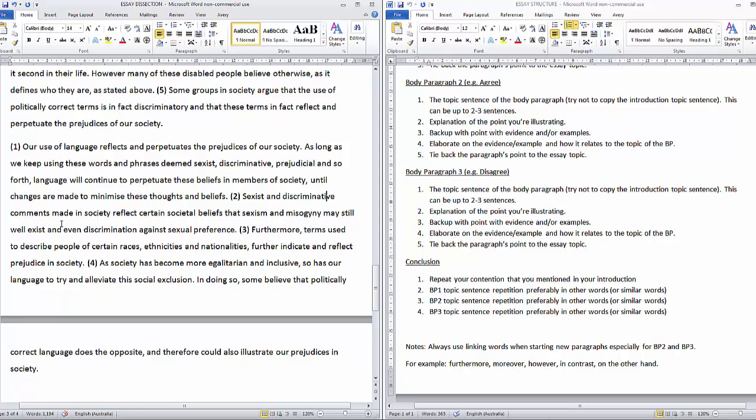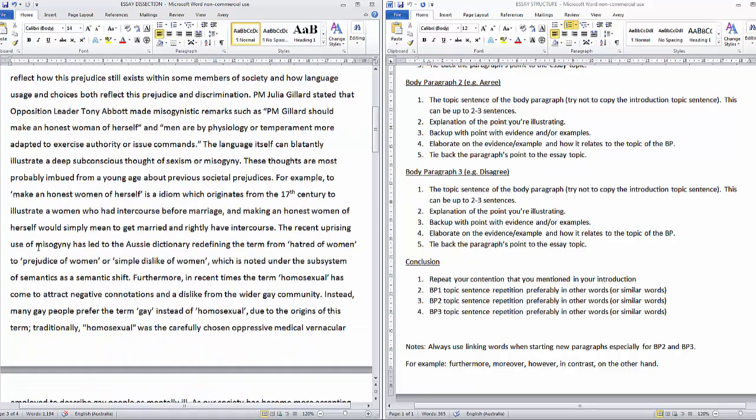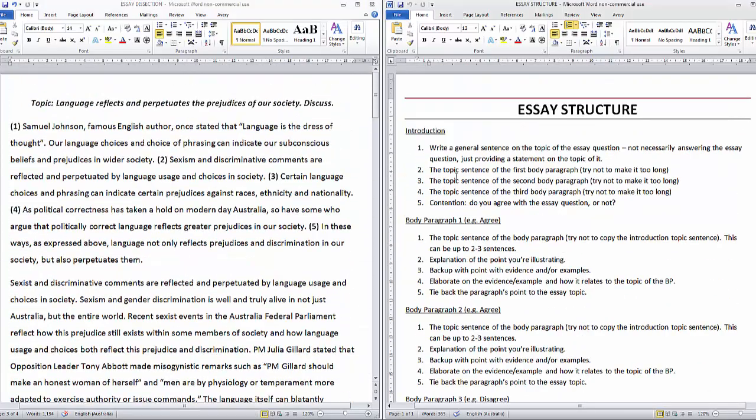And then, lastly, body paragraph 3. As society has become more egalitarian and inclusive, so has our language to try and alleviate this social exclusion. In doing so, some people believe that politically correct language does the opposite, and therefore could also illustrate our prejudices in society. So there you have it. That is the complete guide on how to structure your essay.